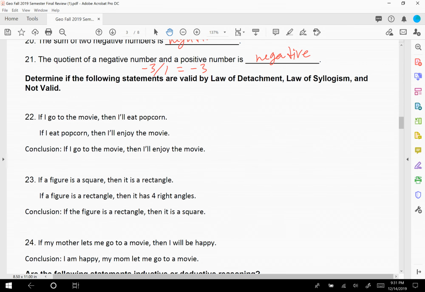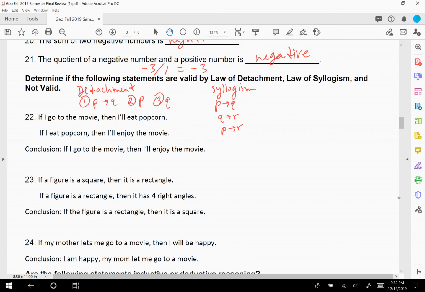Okay, determine if the following statements are valid by the law of detachment, law of syllogism, or not valid. So detachment. The first one is P, then Q. The second one is P only. The third one is Q only. With syllogism, you have P then Q, Q then R, P then R. And if your statements don't follow the order for these, then they're not valid.